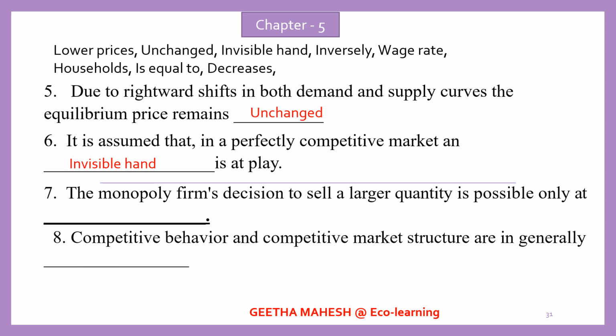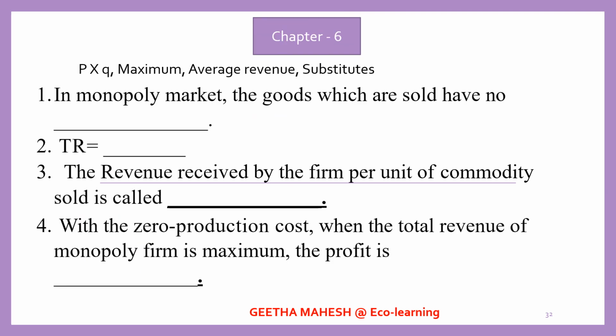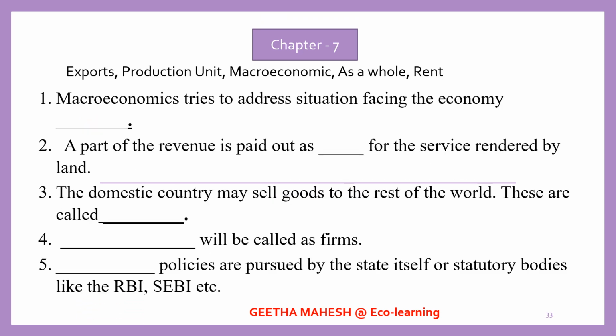Monopoly firm's decision to sell a large quantity is possible only at lower price. Competitive behavior and competitive market structure are generally inversely related. In monopoly market, goods which are sold have no substitute. TR equals P into Q. The revenue received by the firm per unit of commodity sold is called average revenue. With a zero production cost, when total revenue of monopoly firm is maximum, the profit is maximum.